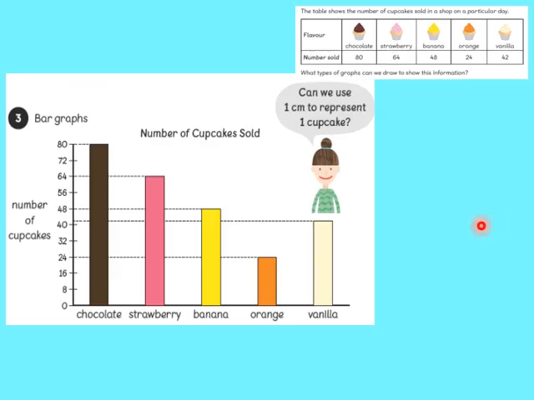So here we have the same information on a bar graph. So we've looked at a table, we've looked at 2 picture graphs, and now we have a bar graph. Which do you think is the easiest to read? Well, let's have a look.